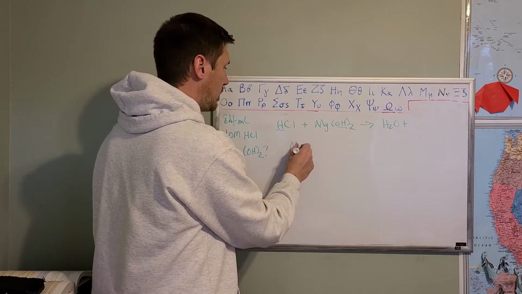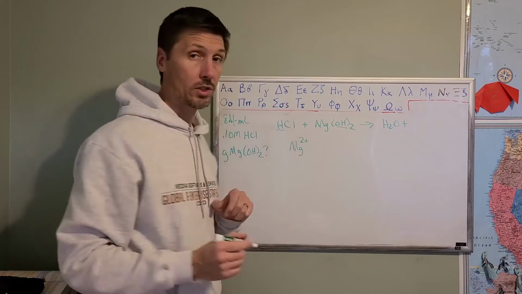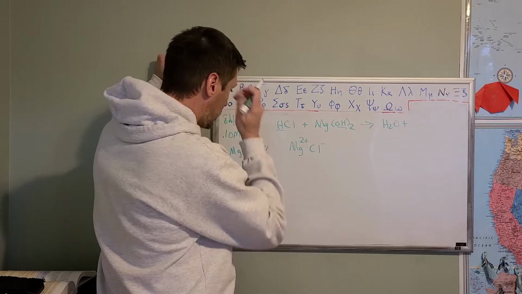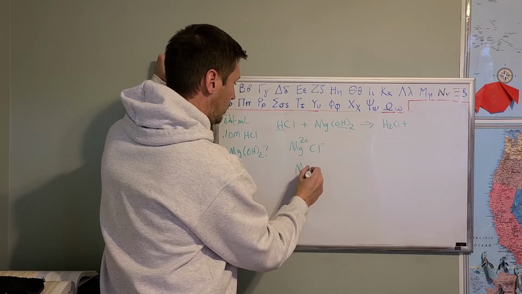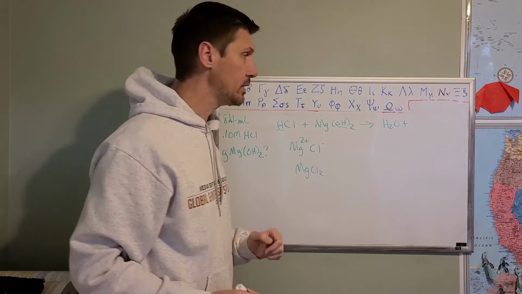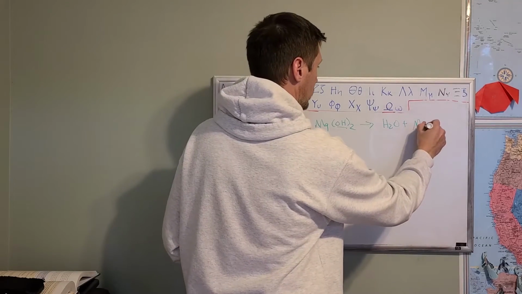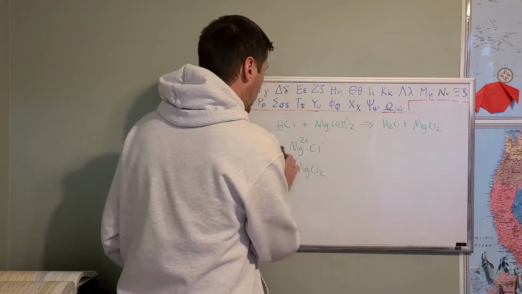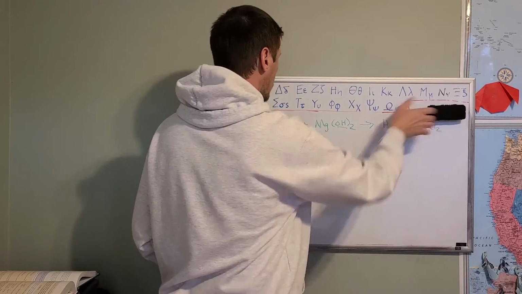Now Mg is in column 2A, so it's going to have a 2+ charge. Cl is in column 1A, so we swap and drop here, and we're left with MgCl2. All right, so that's the salt that's produced over here, MgCl2. So now let's balance it.